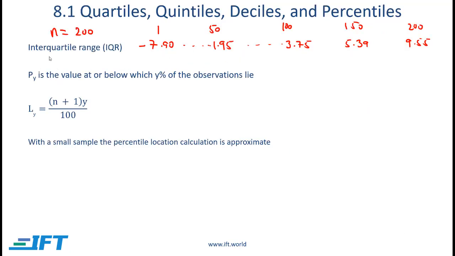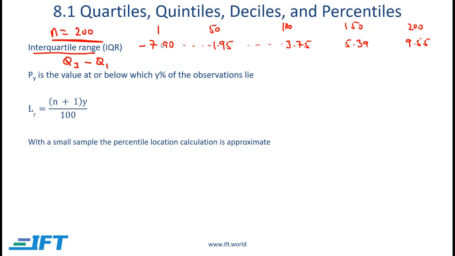Now let's go over some important terminology, and the first term here is the interquartile range. The interquartile range is the difference between the third quartile and the first quartile. Going back to the data set that I just described, we have 200 data points, which basically represent the returns over the last 200 months.